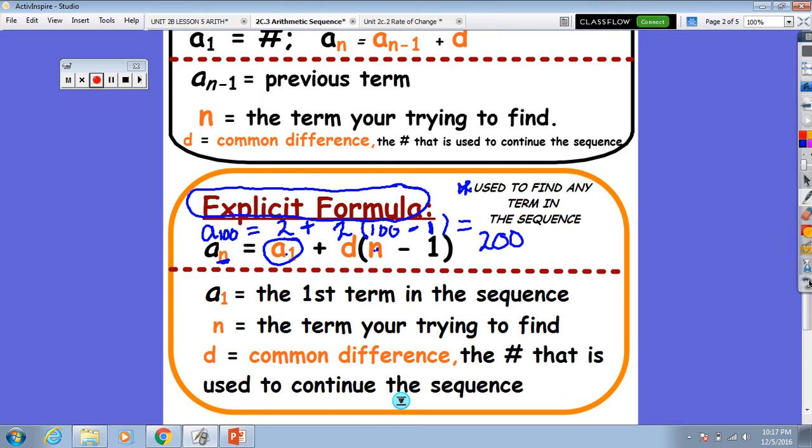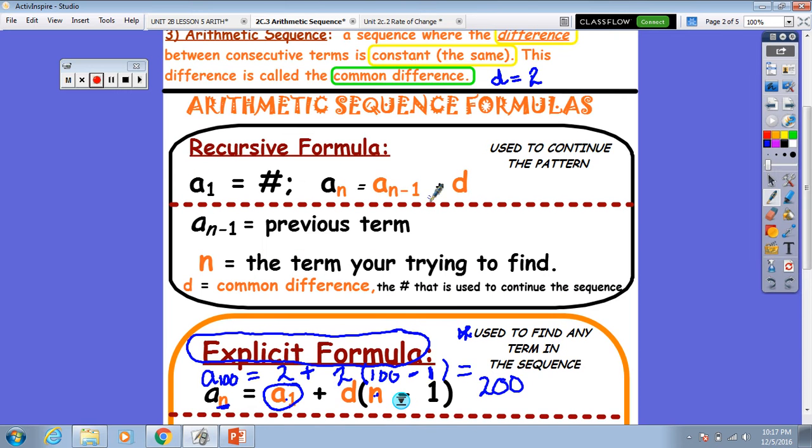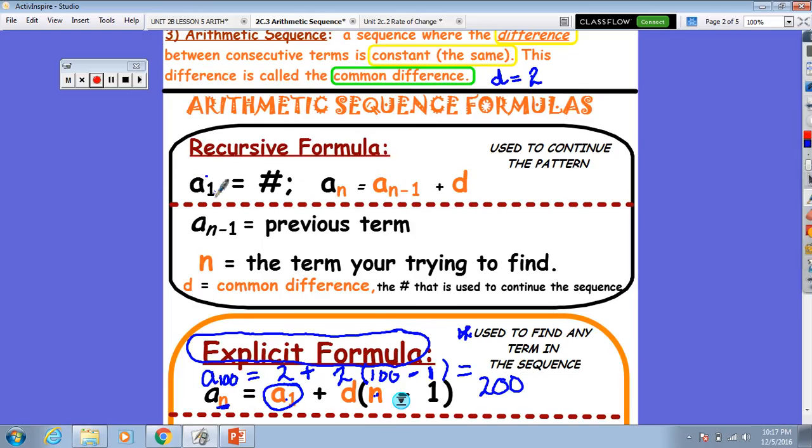Okay? Now the recursive formula just asks that you identify whatever the first number is. That's what the A1 means. Tell me what the first number in the pattern is. And then this part, A sub N equals A sub N minus 1 will stay the same. You will always have these two starting off the recursive formula. And you will simply plug in your D.